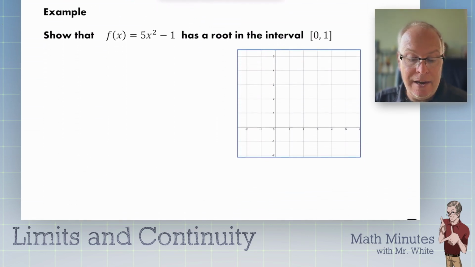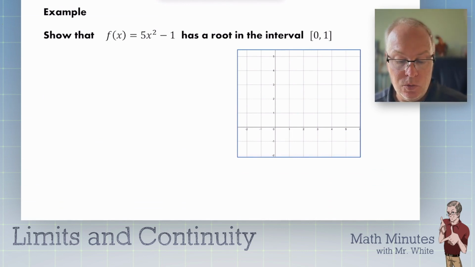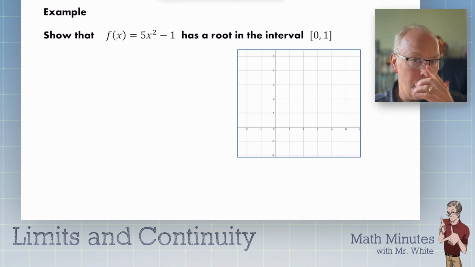So let's look at an algebraic example here. It says, show that 5x squared minus 1 has a root on the interval 0 to 1. Now, we don't have to find the root, although I can show you how to do that real quickly also.